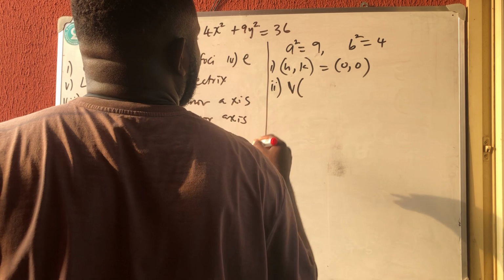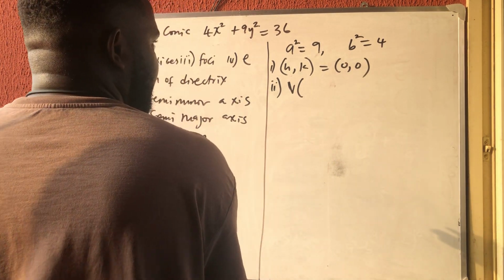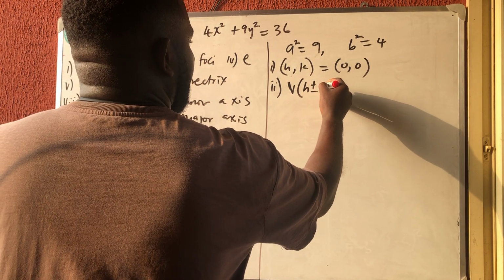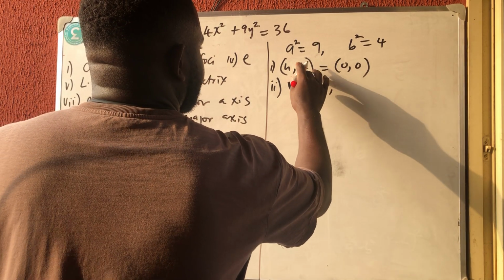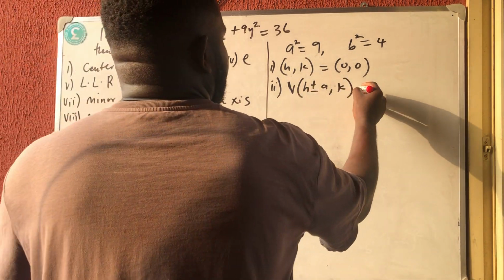The vertex is what? V a. Don't forget V a. You're adding a to the side parallel to x. So which is h. So you have h plus or minus what, a comma what? Comma k. So what do we have now?